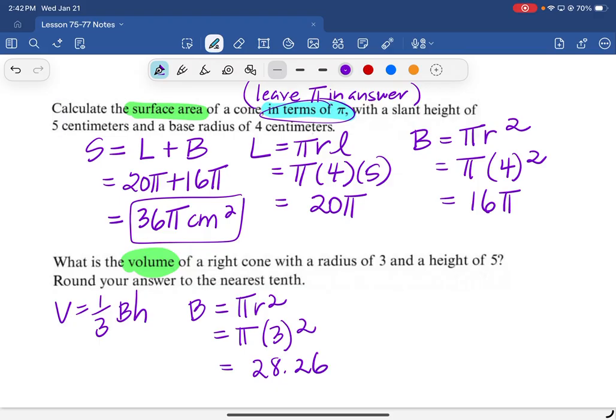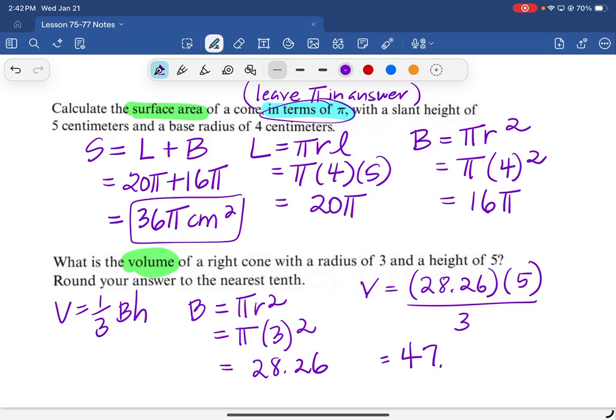And then they gave us the height. So volume equals 28.26 times the height, which they gave us. They said it's 5, right? And divide all that by 3. Round to 1 decimal place. 47.1. And how should we label that? Cubed. They didn't give us a unit measurement, did they? I'm just going to say units cubed. It's volume. Remember, volume is measured in cubic units.